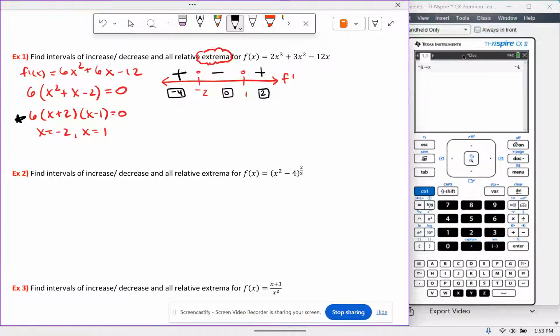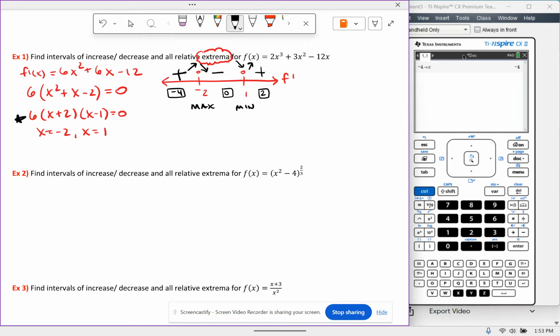Okay? So the sign of the first derivative goes from positive to negative to positive. That means on the original curve, we have an interval of increase, followed by an interval of decrease, followed by an interval of increase. When on that original graph of f of x, we go from increasing to decreasing, we have a max. When we go on the original curve from decreasing to increasing, we have a min.